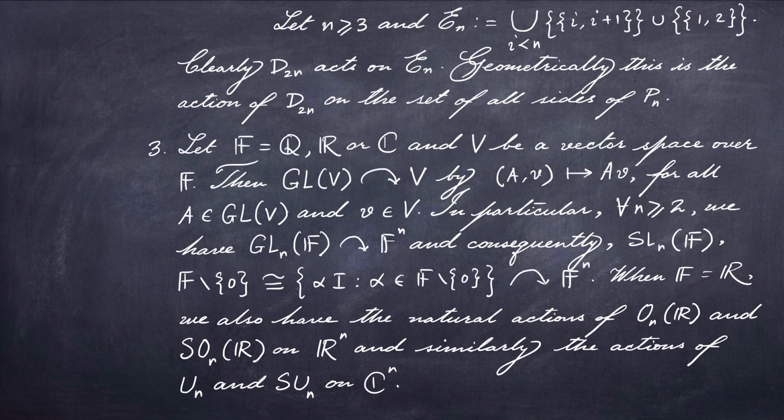For any n greater or equal to 3, consider all these sets. So let me simply write what we have here. Maybe it is better to depict that. For each i from 1 up to n, we take {i, i+1}, this set, together, having all such things collected.